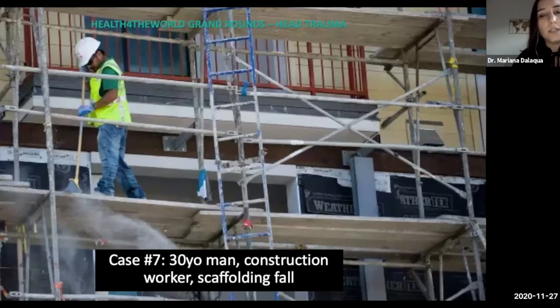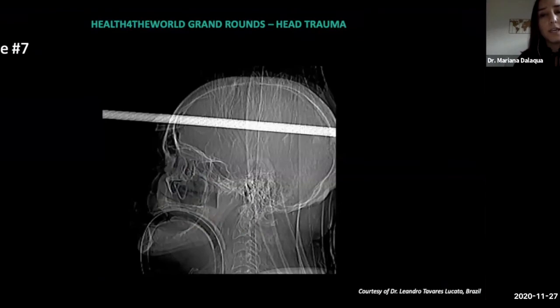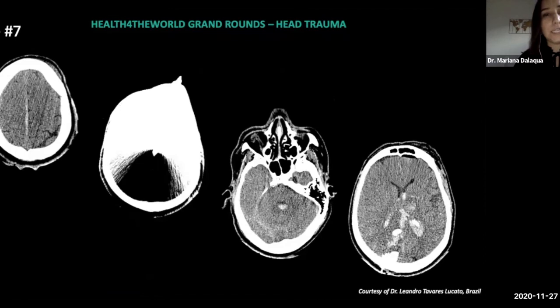This was a 30-year-old man that was a construction worker and had a scaffolding fall. So here we see a steel bar that is transversing the head of this patient. Here we have an example of a penetrating wound. Here we see the CT. He has a lot of metal artifacts that obscure the analysis of the parenchyma. Here it is very difficult in some images to identify what's going on, but we see a little bit of probable subarachnoid hemorrhage. We see intraventricular hemorrhage as well.